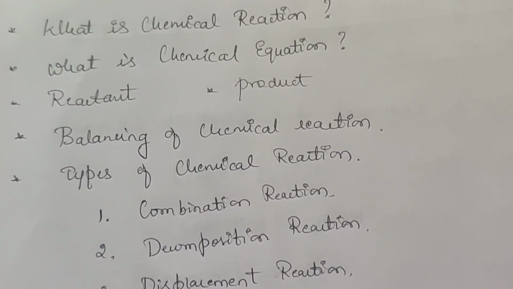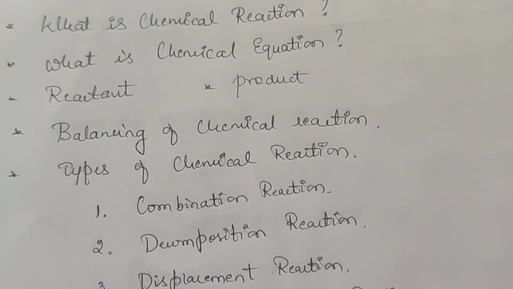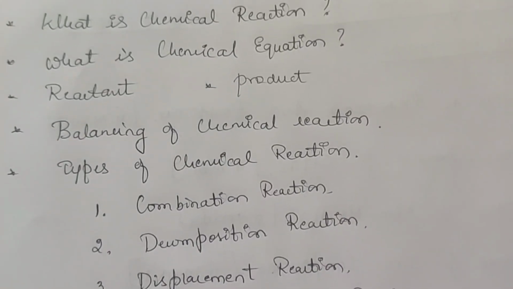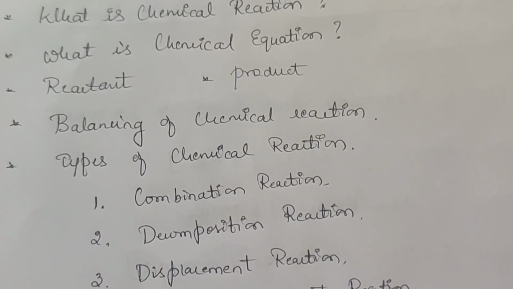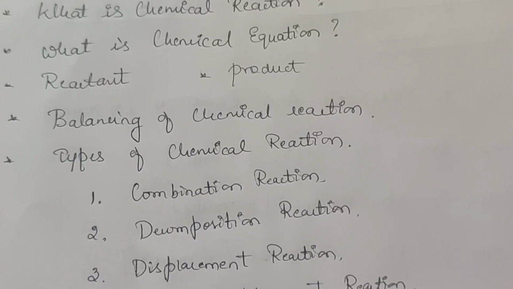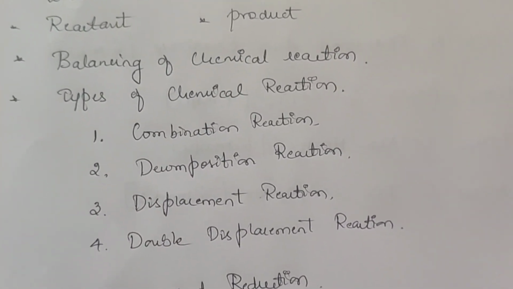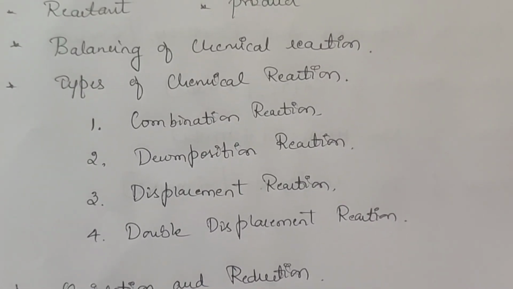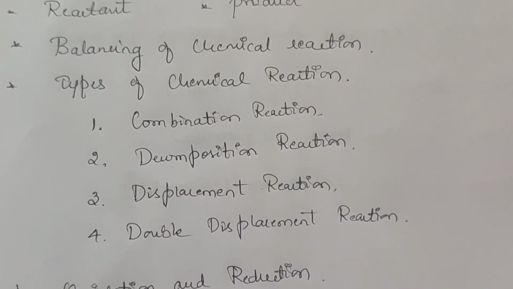What you will study in this chapter is displayed on the screen. You can observe what is a chemical reaction, what is a chemical equation, and reactants and products. You will study what reactants are and what products are. Next is balancing of chemical reactions, and next you will study the types of chemical reactions. The types involved are combination reaction, decomposition reaction, displacement reaction and double displacement reaction.